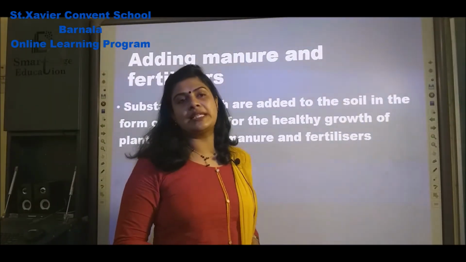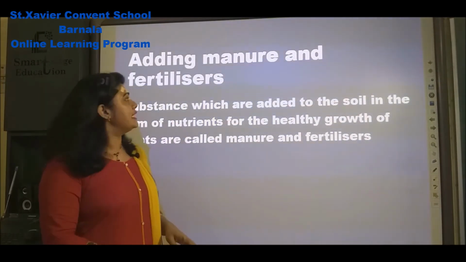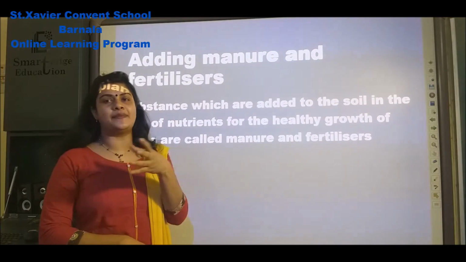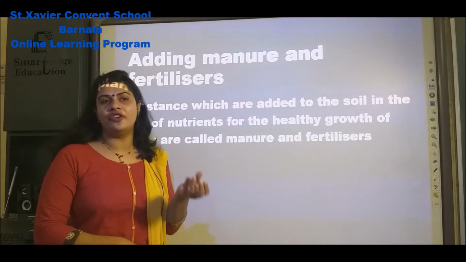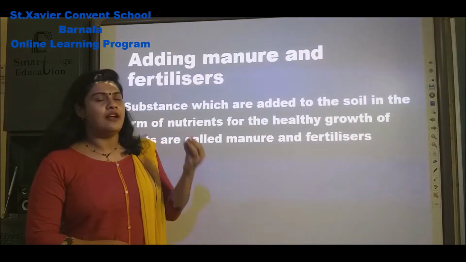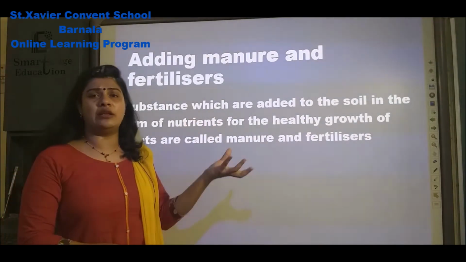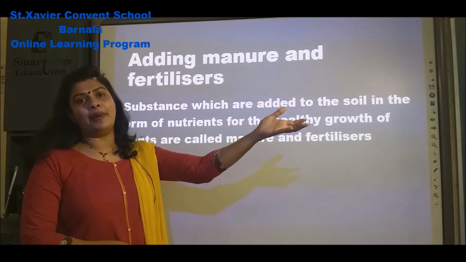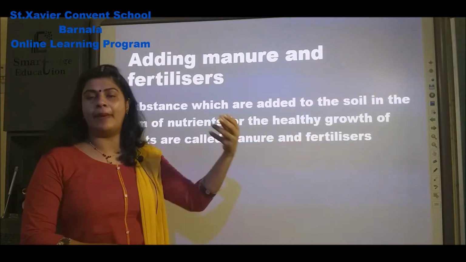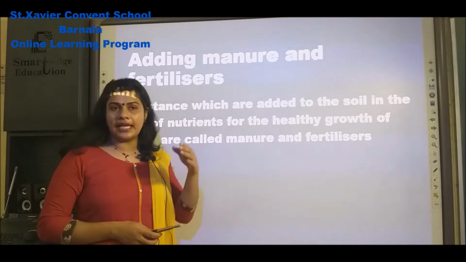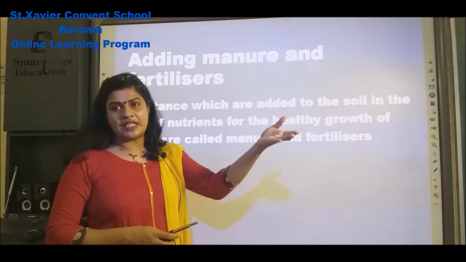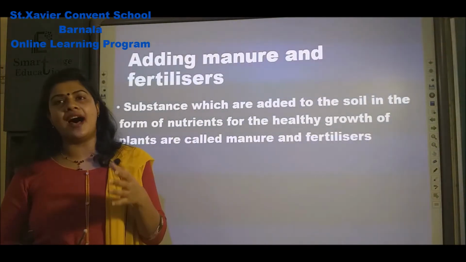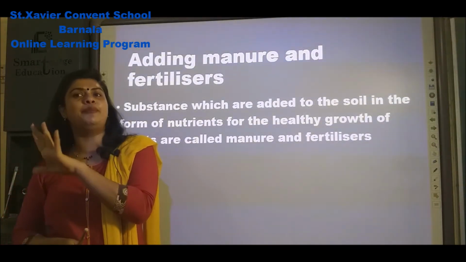Next we are going to discuss another agricultural practice, adding manure and fertilizers. Manure is an organic substance obtained by the decomposition of plant or animal waste. First, farmers dump this plant or animal waste in a pit or in open places and allow it to decompose with the help of microorganisms. Then this decomposed substance is used as organic manure. What do we mean by fertilizers? Fertilizers are chemicals which are rich in a particular nutrient.